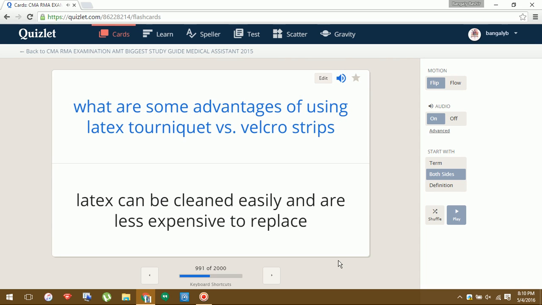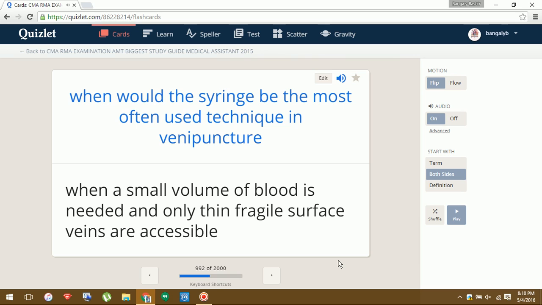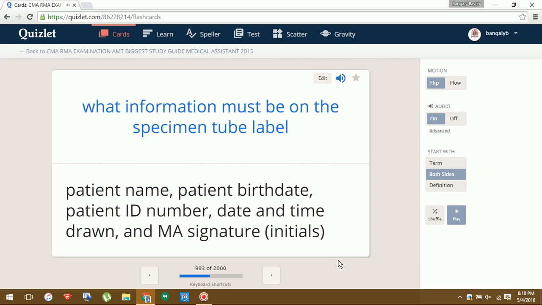What are some advantages of using latex tourniquet versus Velcro strips? Latex can be cleaned easily and are less expensive to replace. When would the syringe be the most often used technique in venipuncture? When a small volume of blood is needed and only thin fragile surface veins are accessible. What information must be on the specimen tube label? Patient name, patient birth date, patient ID number, date and time drawn, and MA signature.